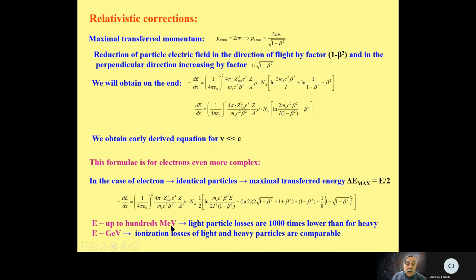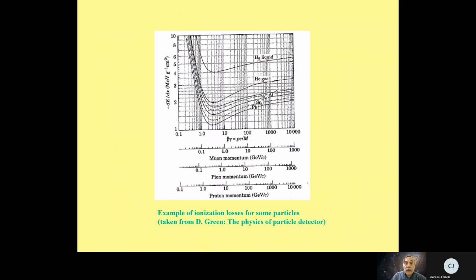How does it look for lower energies? In this case, these light particle losses are thousands of times lower than for heavy particles or heavy ions. If energies are high and the heavy particle starts to be relativistic also, that means energies near to GeV, these ionization losses of light and heavy particles will be comparable. The light particle will be slightly lower.